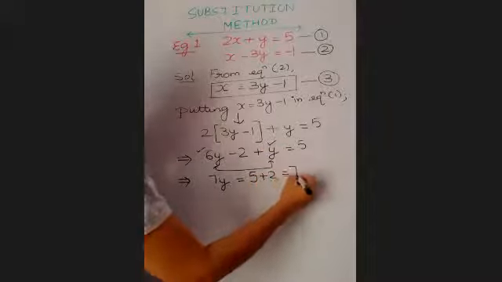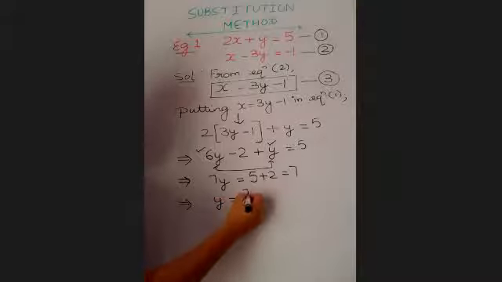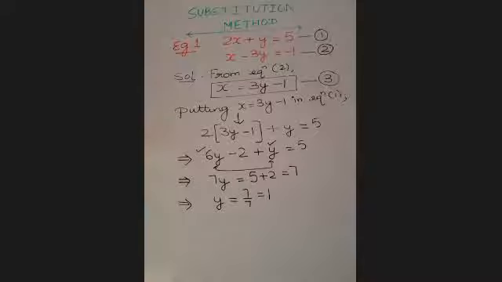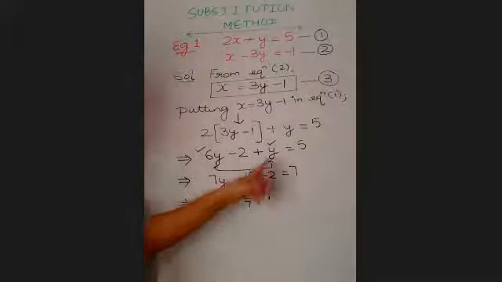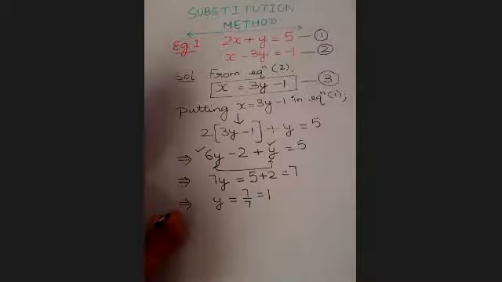7y is equal to 7, so y is equal to 7 upon 7, which is 1. So now we have got the value of y as 1. Now we shall put this value of y as 1 in equation 3 to get the value of x.